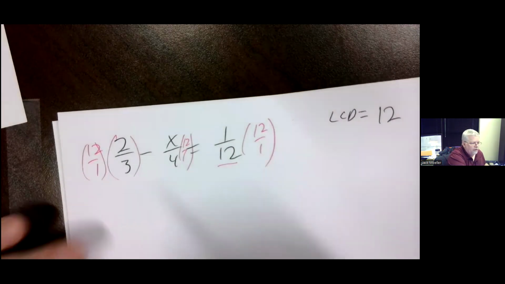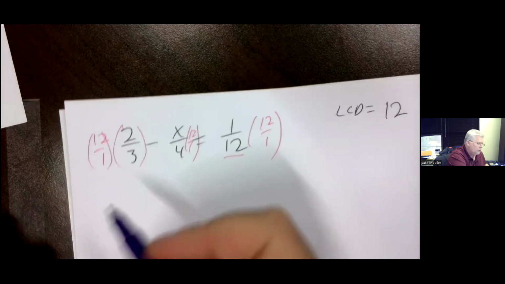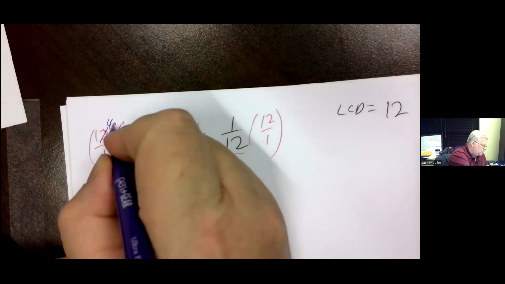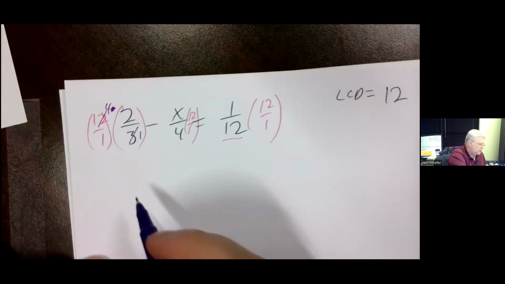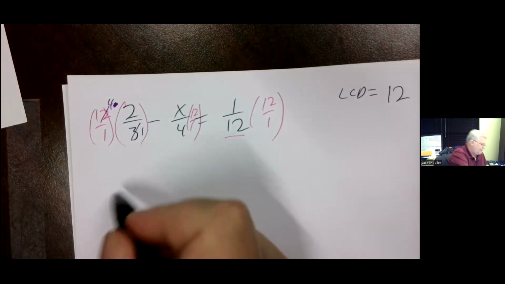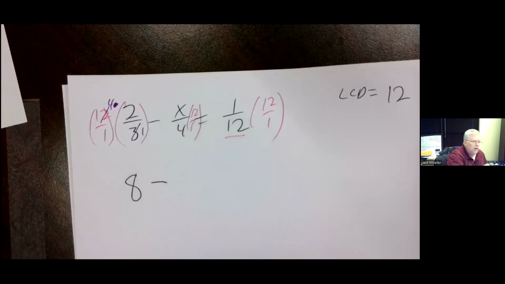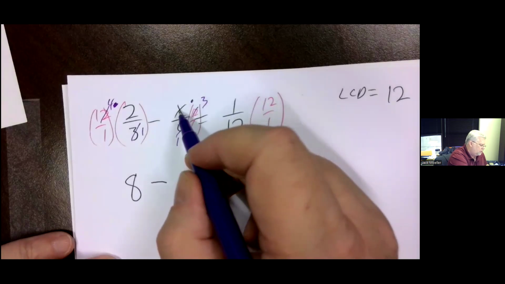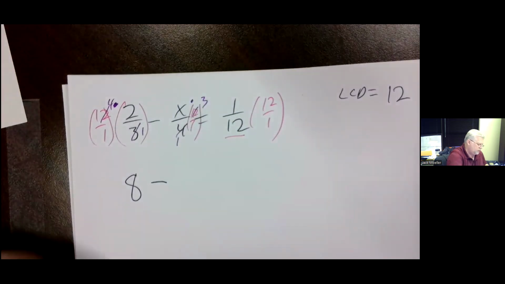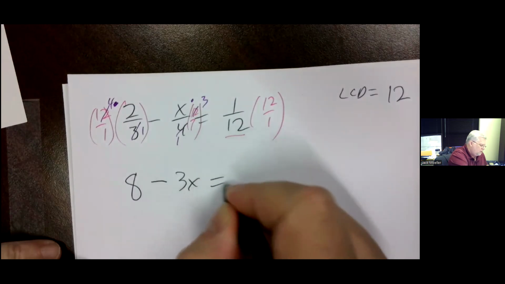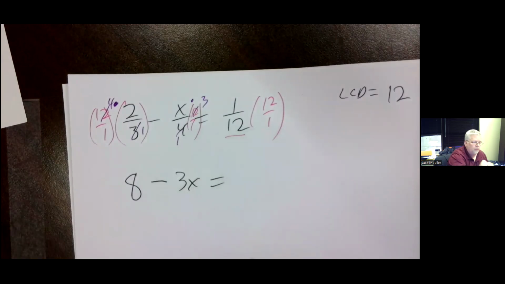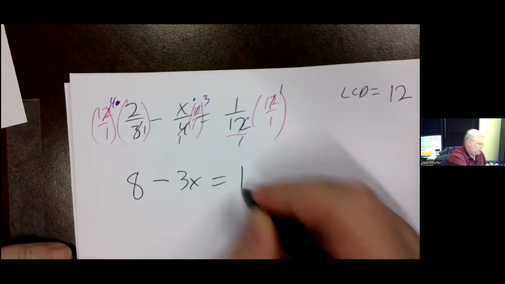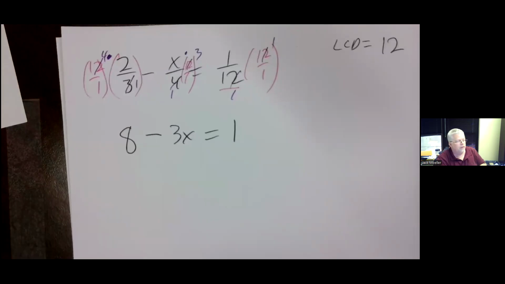You can either multiply first, then simplify. I like to simplify first, then multiply, but either way. So 3 will go into 12 4 times. Then we have 4 times 2 over 1, so that gives us 8. Minus. Now 4 will go into 12 3 times, so we have 3 times x. So we get minus 3x. And then on the right-hand side, we have 12 over 12, which is just 1. So we get 1 times 1. So we get 8 minus 3x equals 1.